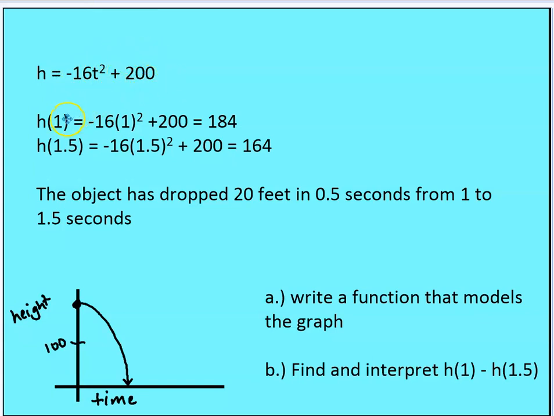And then we're going to figure out what the height is at t is equal to 1 and t is equal to 1.5. So at t is equal to 1, the height is 184 feet. At 1.5, it's 164 feet. So it's descended in 1/2 second, 20 feet. All right, so we've solved A by function, and then B interpreting time 1 minus time 1.5, so it's a 20-foot drop between the two.